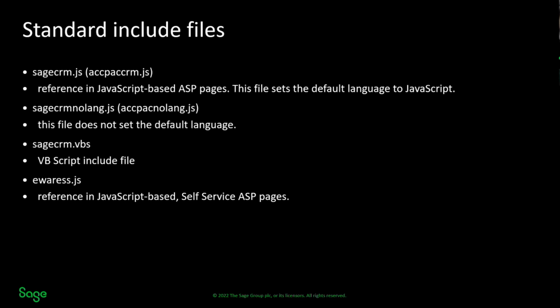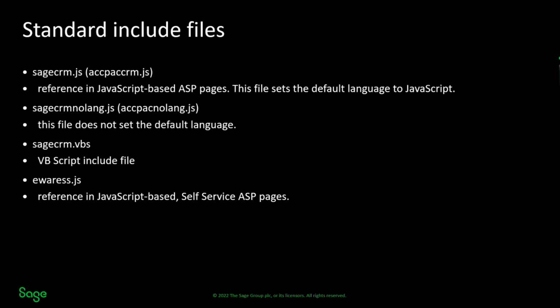The Sage CRM.vbs file that you might find is only ever used where VBScript is used, and frankly that's not used anymore. You probably won't see a reference to a file called ASP CRM unless you are working with a very old upgraded system. It used to be called ASP CRM as the include files.